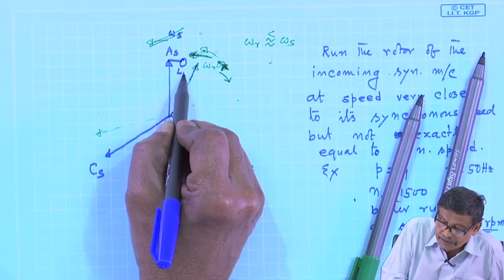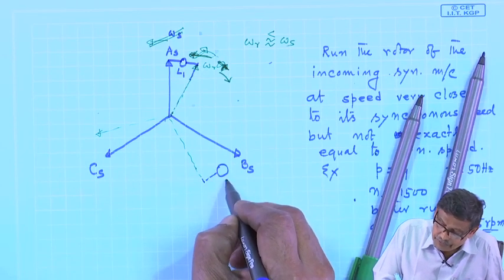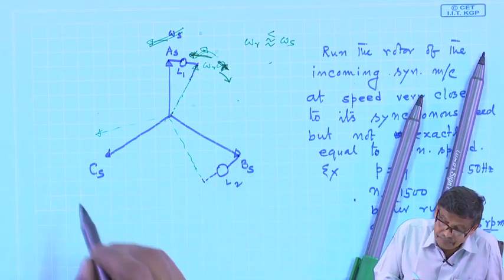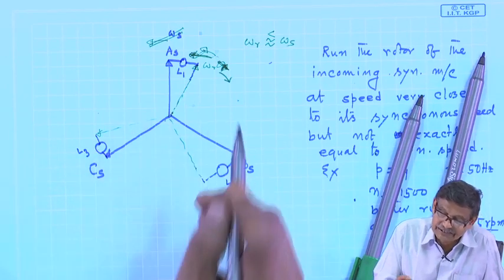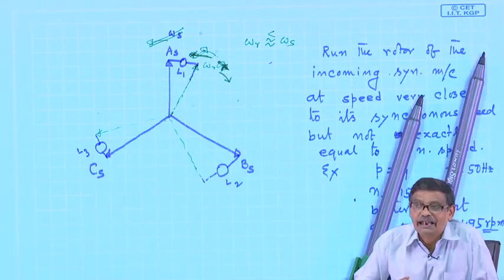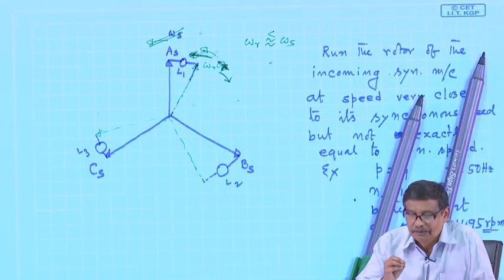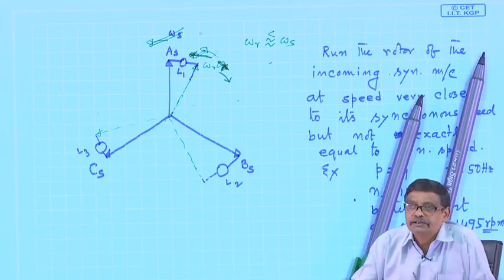This is lamp 1, this is lamp 2, and this is lamp 3 voltages. Therefore, as it moves, the voltage across the lamp will change very slowly, which my eye can distinguish.